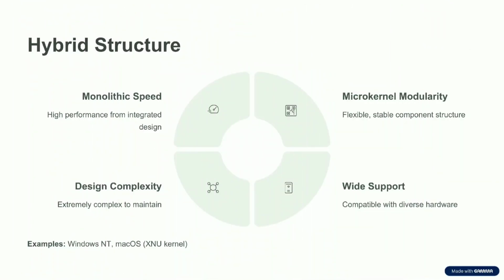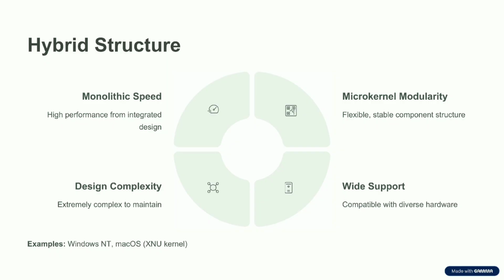Hybrid operating system structure is designed by combining the features of monolithic kernel and microkernel architectures. The main objective of this structure is to achieve high performance along with better flexibility and stability. In a hybrid system, important services such as process management, memory management, and device drivers run in kernel mode to improve execution speed. At the same time, the operating system is organized in a modular manner similar to a microkernel, which helps in managing and maintaining system components efficiently.